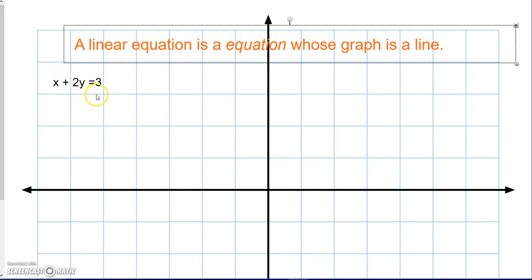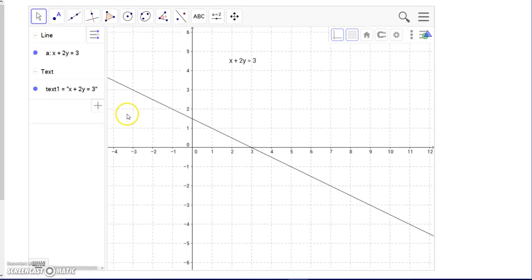Notice we have two different variables, an x variable and a y variable. That's one way to spot a linear equation. Why or how does it produce a line? Let's take again a look at the equation x plus 2y is equal to 3. Here is the line of the graph of the equation x plus 2y is equal to 3.